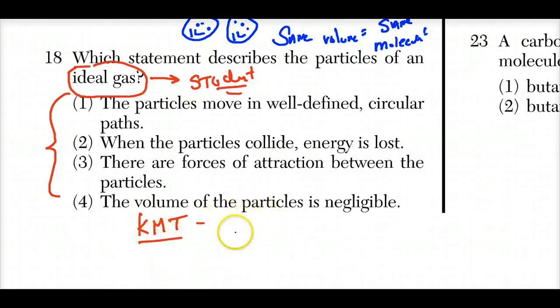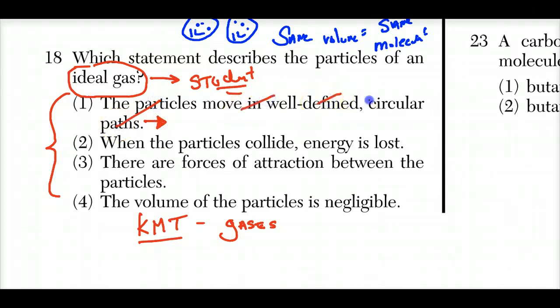Kinetic molecular theory defines how gases should behave, ideally, and follow the gas laws. Well, the gas laws are not perfect because most gases act real. In fact, we don't really have any ideal gases in nature, although there are conditions where they can become ideal. So back to the problem. Let's go through the choices. Particles move in well-defined circular paths. Well, gases don't move in circular paths. And I think this is alluding to the Bohr model that stated electrons move in circular paths, which we now know is not true.